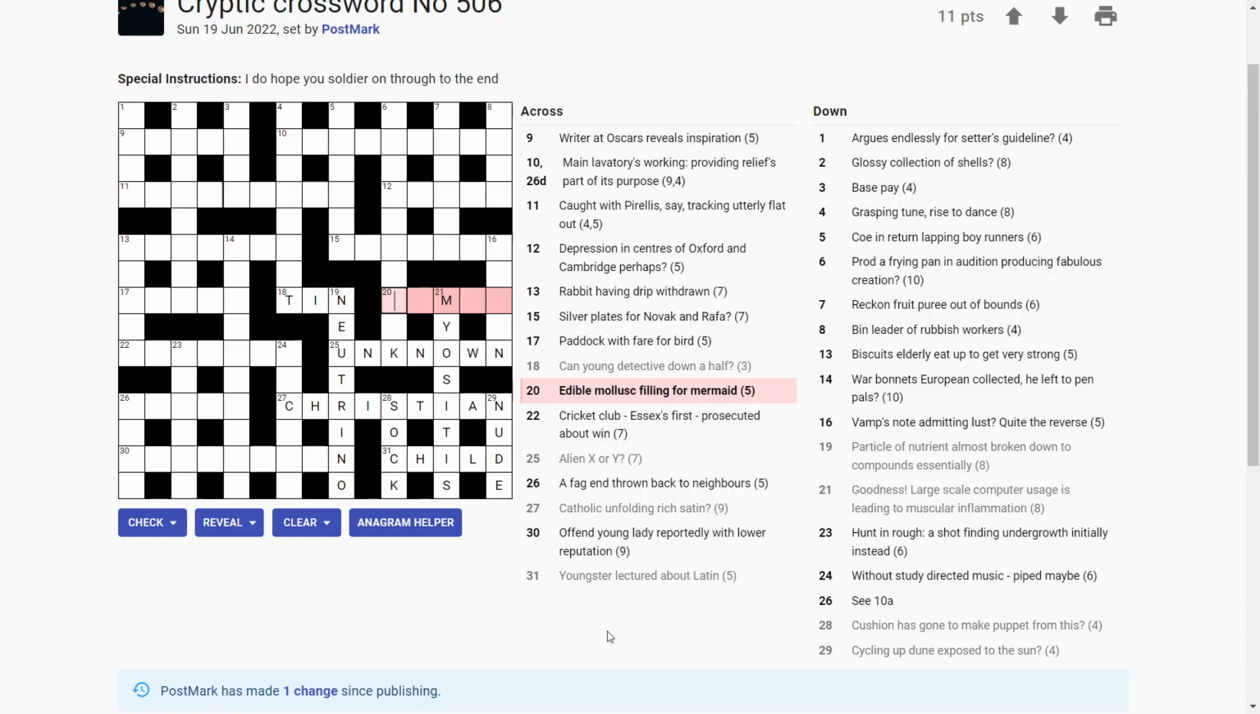Edible mollusk filling for mermaid. Could this be masterwork? Prod a frying pan in audition. So audition suggests it's a sounds like thing. Depression in centres of Oxford and Cambridge, perhaps. So the central part of Oxford is FO.